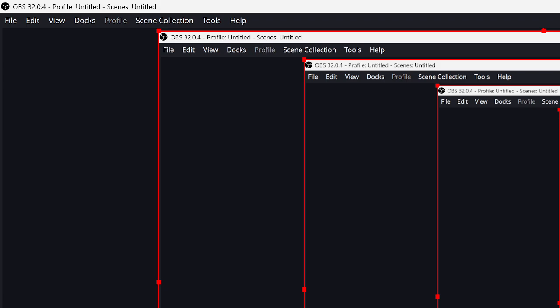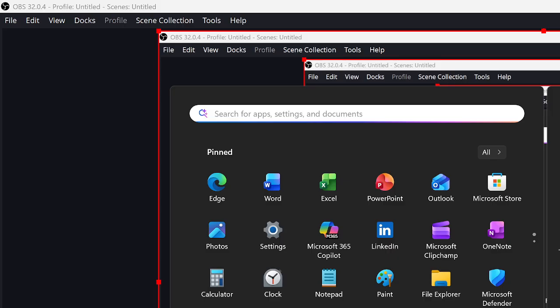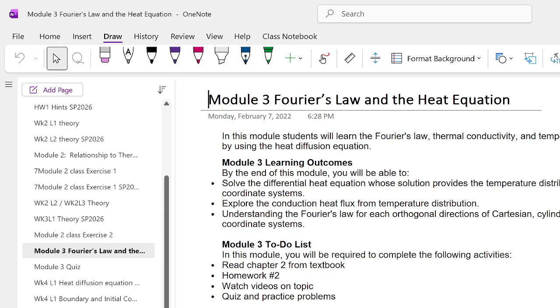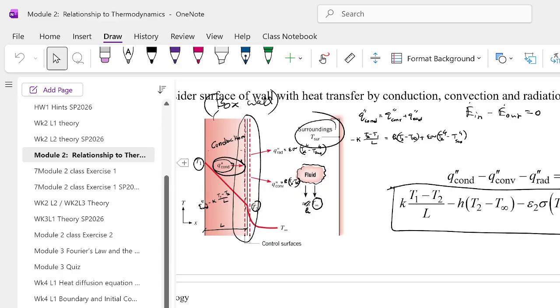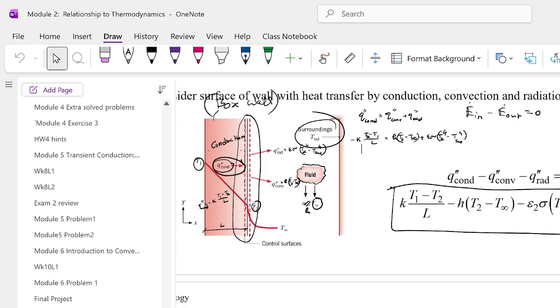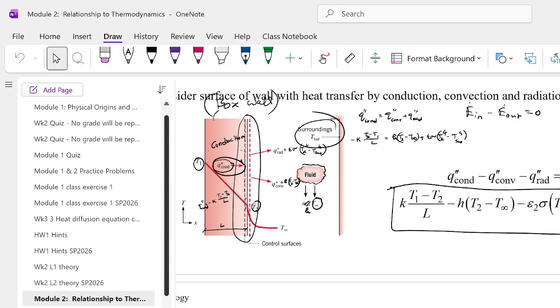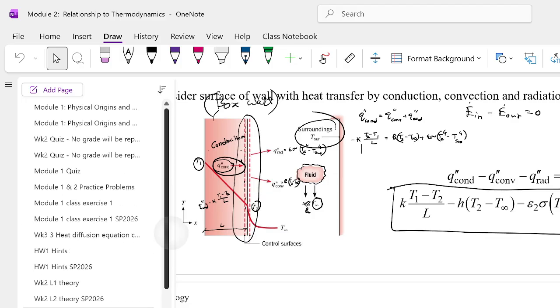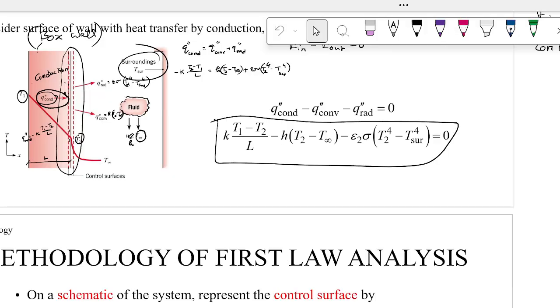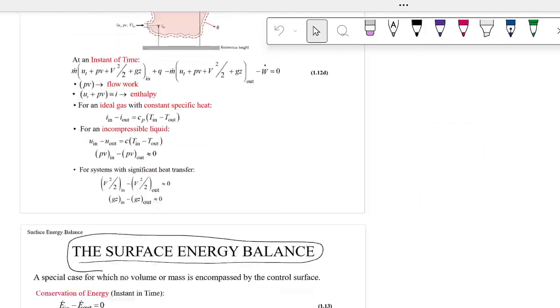Right, I started the recording. So we were in module number two. All right, we are in module number two, right?